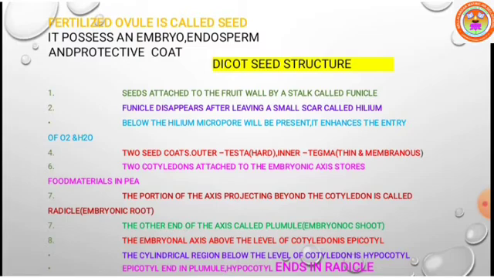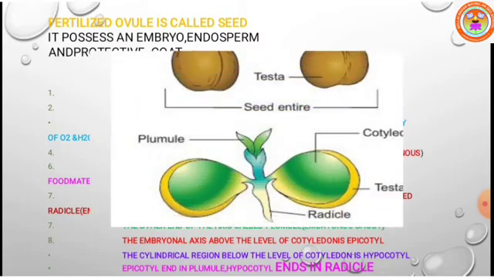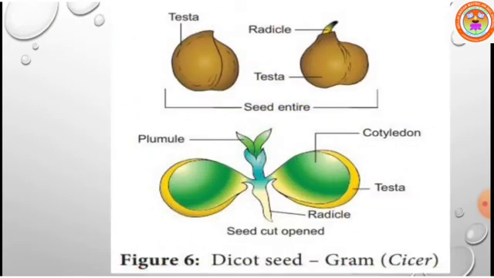We already know the stalk of the ovule is called funicle. We discussed the same. The funiculus disappears, leaving a scar called hilum. Below the hilum, a small pore that we can see is called micropyle.